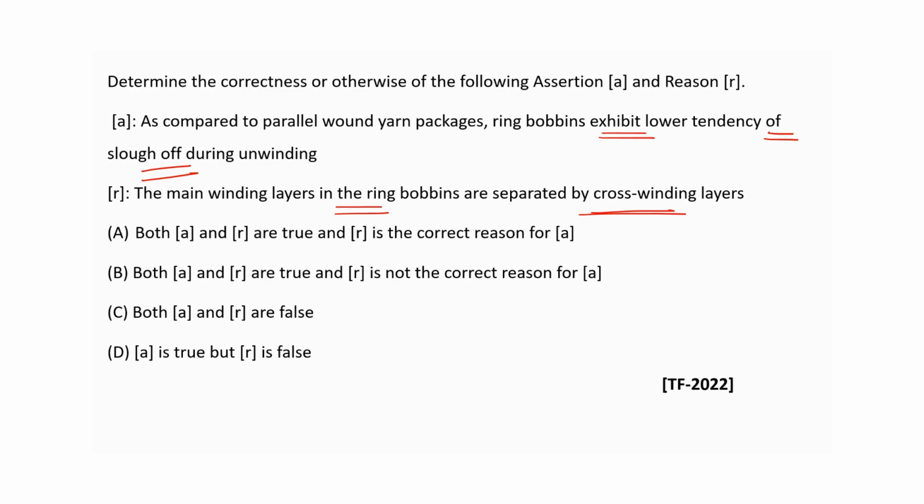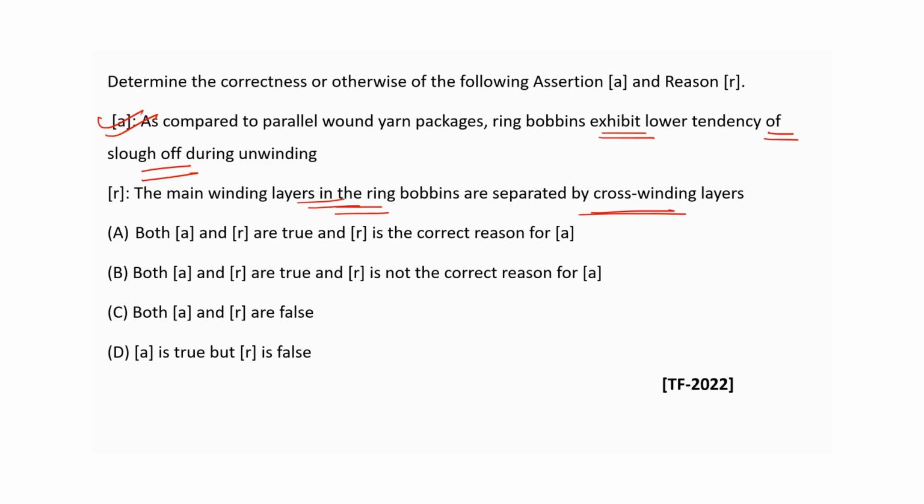So in parallel wound packages, meaning yarn packages are arranged parallelly, and the ring bobbins exhibit lower tendency of slug off because during a parallel wound package, the slug off tendency, that is the tendency for coil slipping, is very low in the case of ring bobbins. So the assertion is right. And what is the reason?